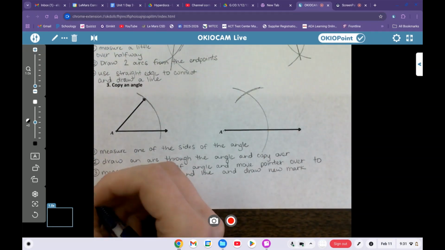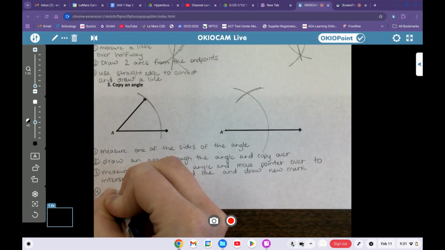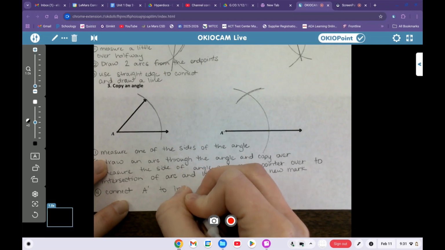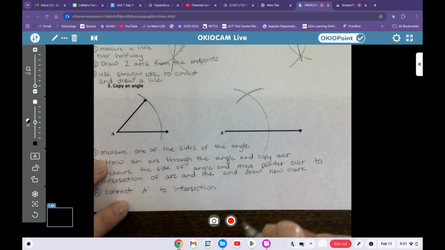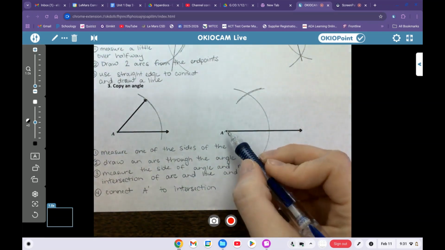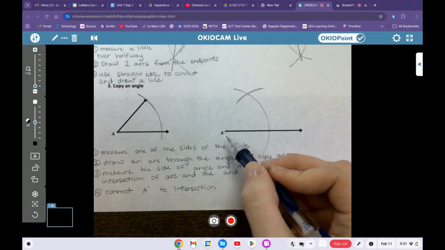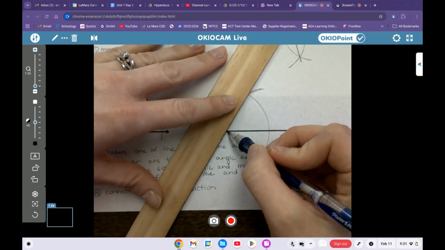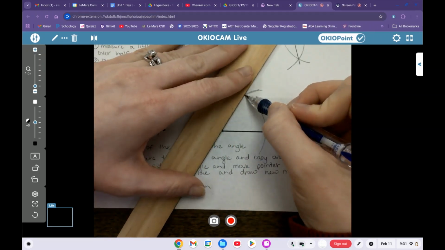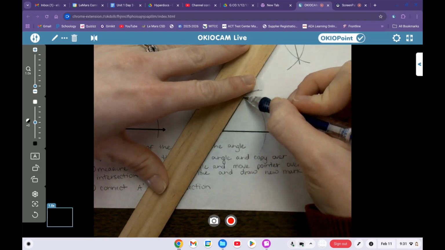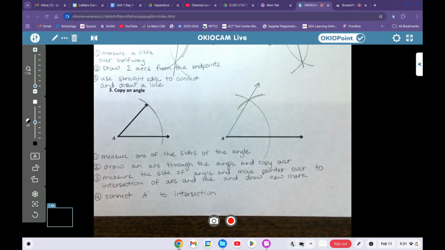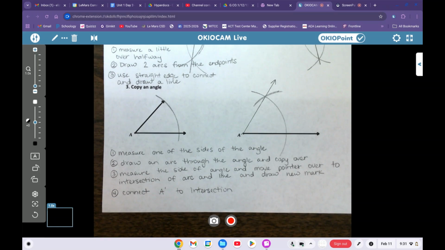Then what you're going to do for your last step is you're going to connect A prime to that intersection that you just created. And this should create the angle. So they already have A prime marked over here. Now that letter could change, okay? You won't always have an A prime there. Maybe they call this angle M, okay? But now what I'm going to do is connect this up there to that intersection of the arc. So where those two crossed, I'm going to connect it to the A prime. I'm going to draw my line, okay? And so now I look at those two angles, they look like they're the same angle there. Okay, so that's how you're going to copy an angle over.